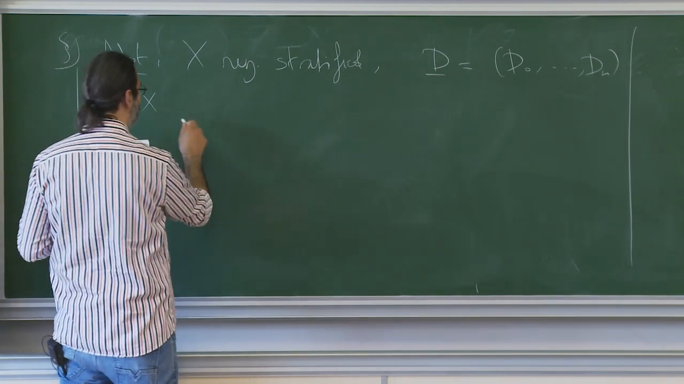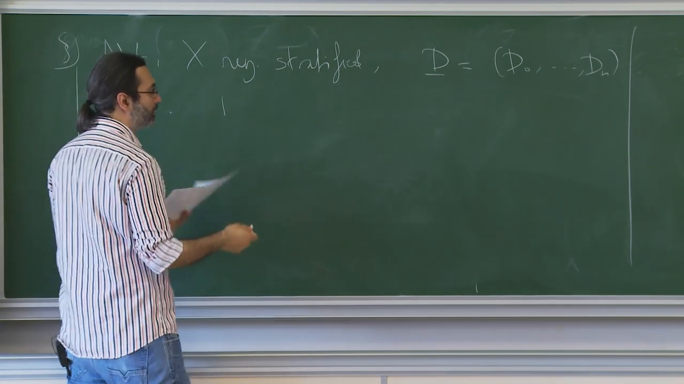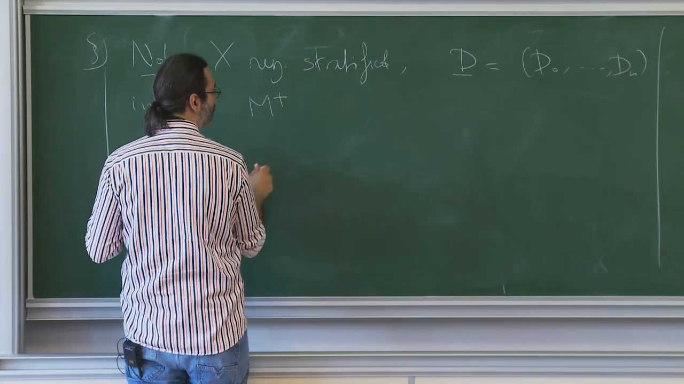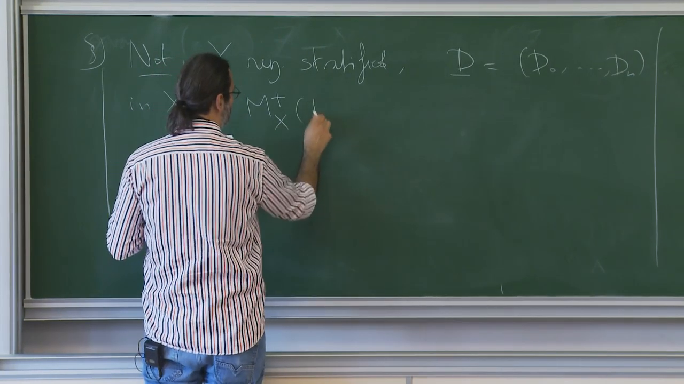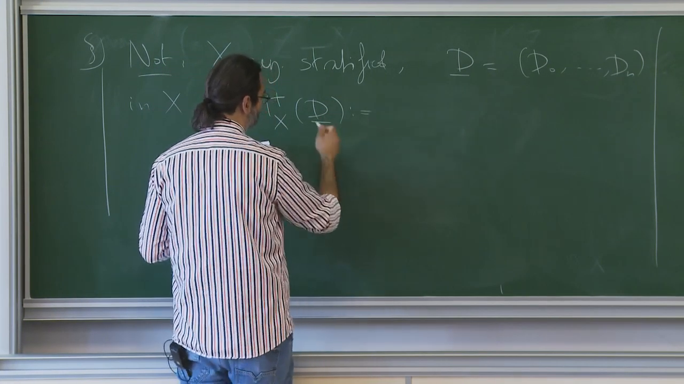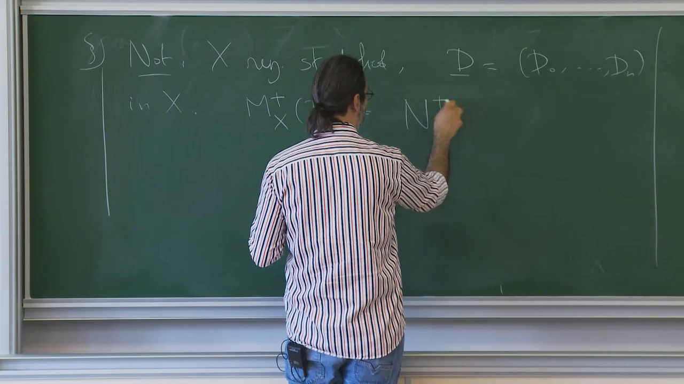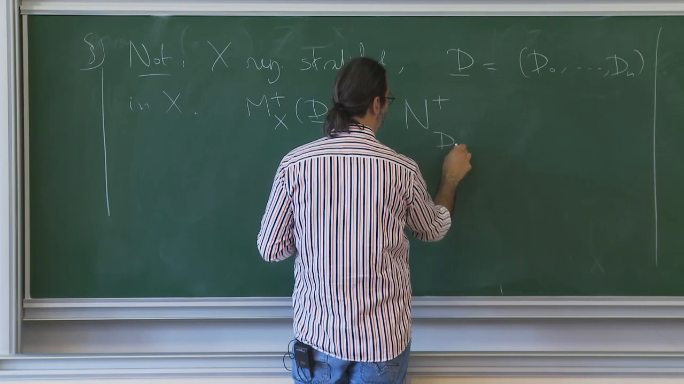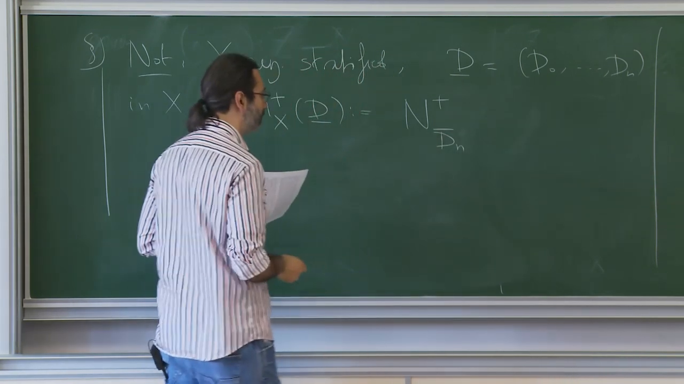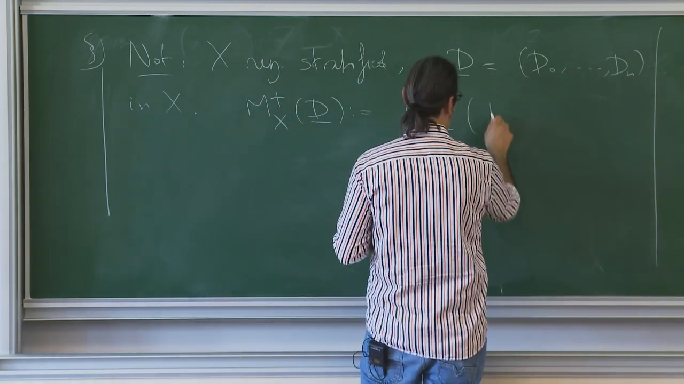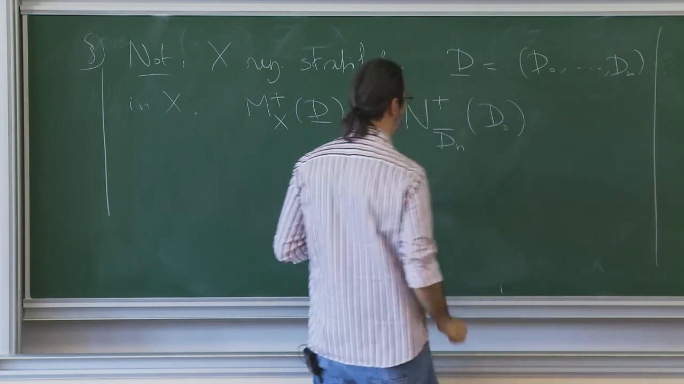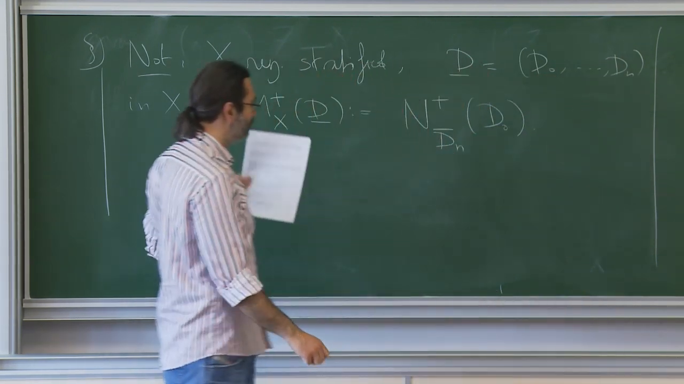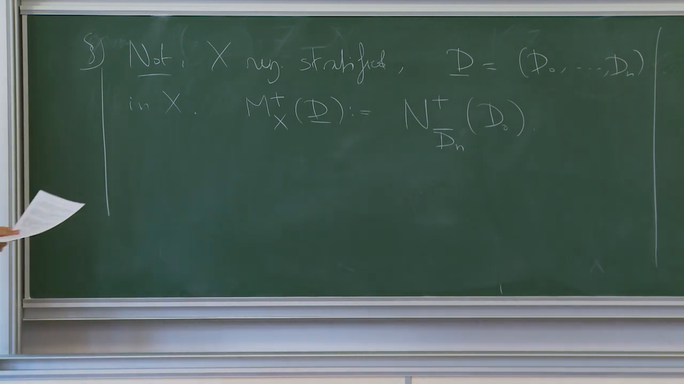Okay, and so I define a variant, if you want, of this N plus, and I call it M instead of N. So this is M plus X of the flag, and this is just the N plus, but not now of X, but rather of the closure of the largest stratum that appears in my flag, relative to the D0. In particular, you see it depends only on the two endpoints of the flag. It doesn't really depend on what's happening in between.